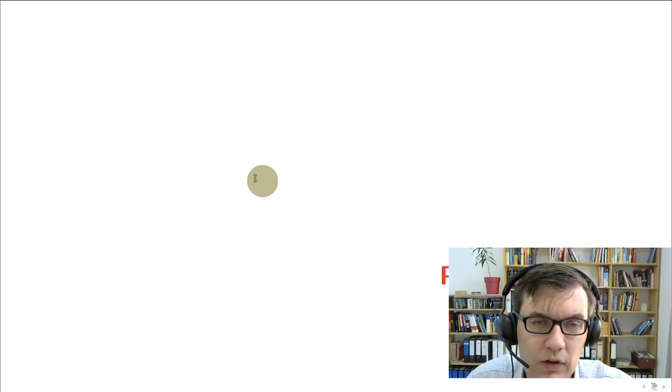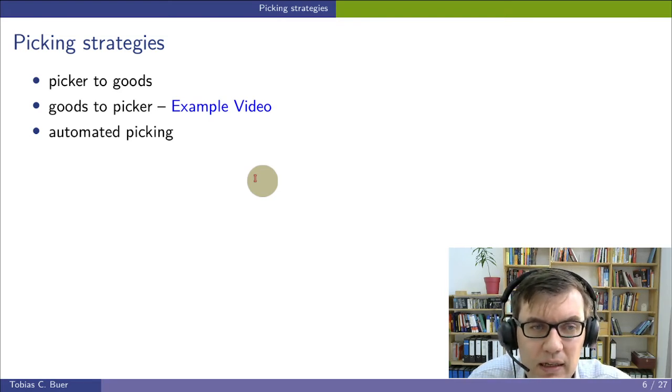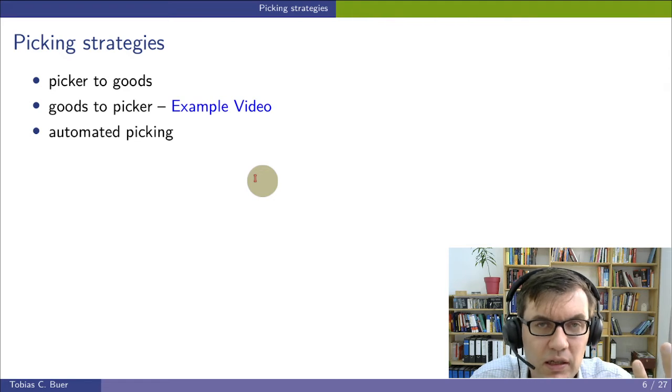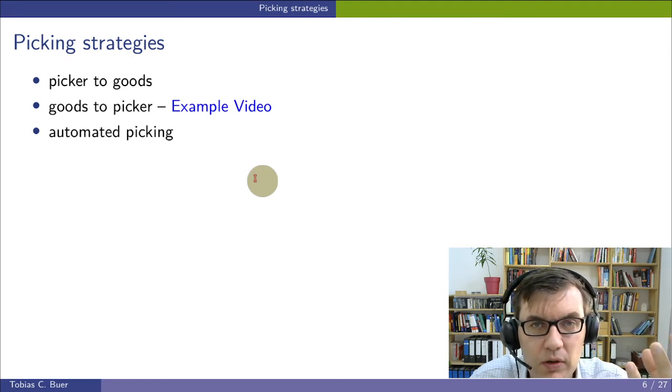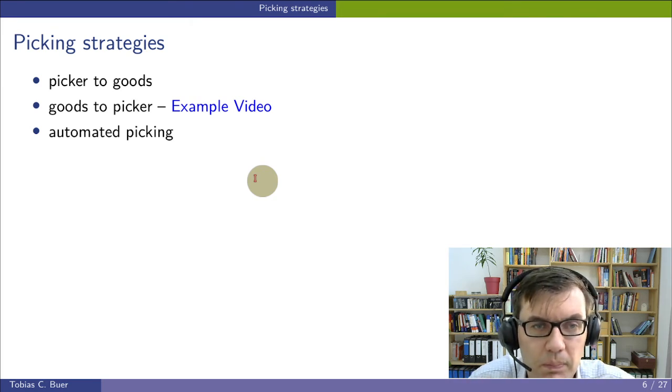Let's have a look at different ideas for picking strategies. These are just high-level concepts that we're discussing right now. The traditional and classic way to deal with order picking in a warehouse is the approach picker to goods, also called person or human to goods. That means the human picker moves around in the warehouse and visits the location of the goods that should be picked.